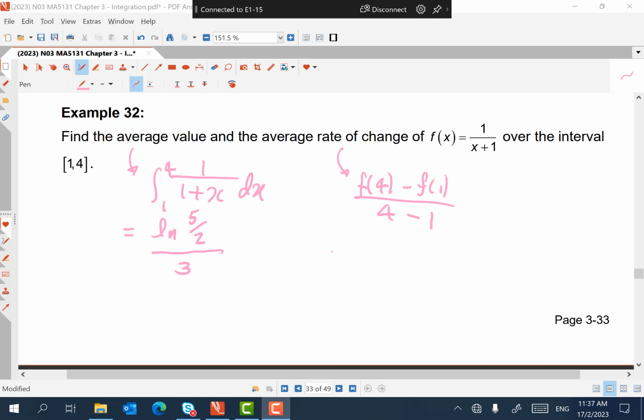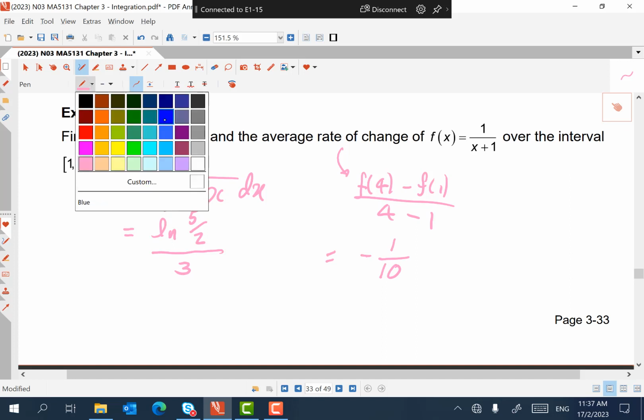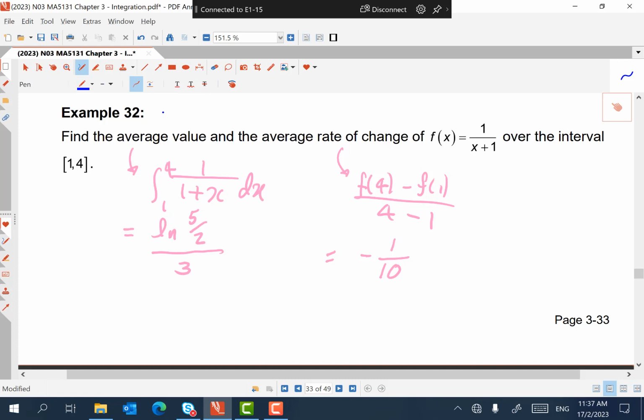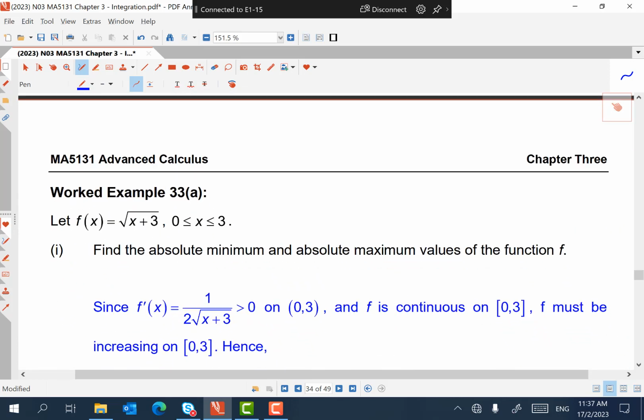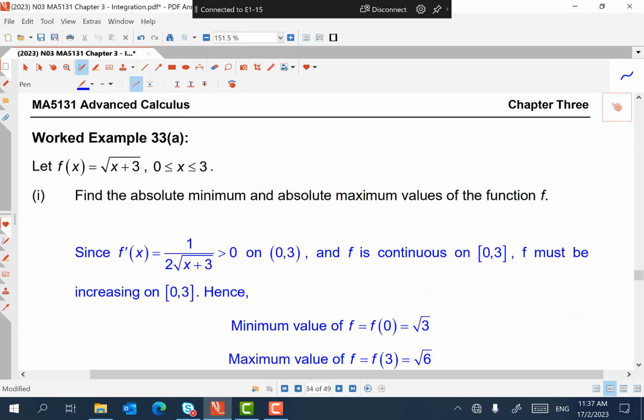So the answer to this question is, what's the answer to this question? Okay, according to Yu Tong, negative 1 over 10. Is that correct? Lawrence, is there something I make mistake? Negative 0.1. Oh. I paid for the software, Camtasia, I paid for it.